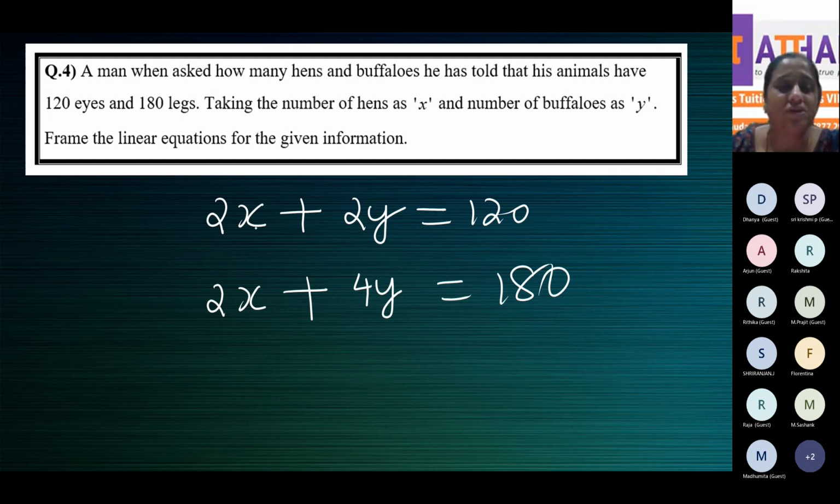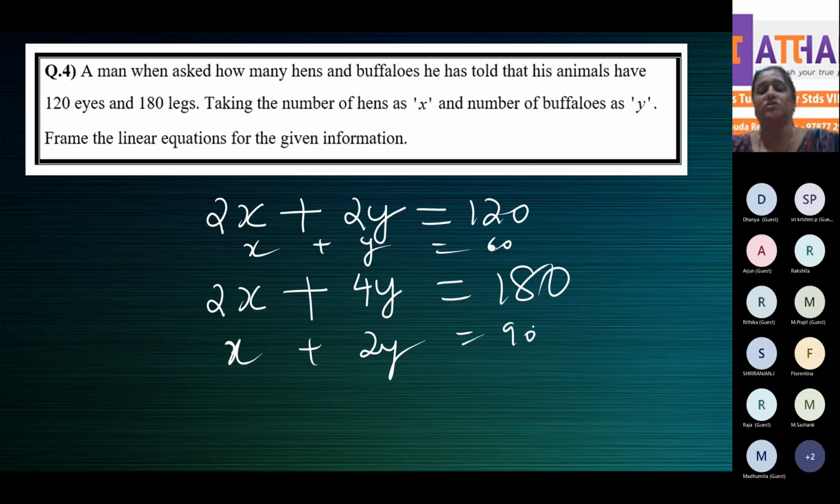You can reduce the equation. So this will become x plus y is equal to 60, and this will become x plus 2y is equal to 90. These are the two equations.